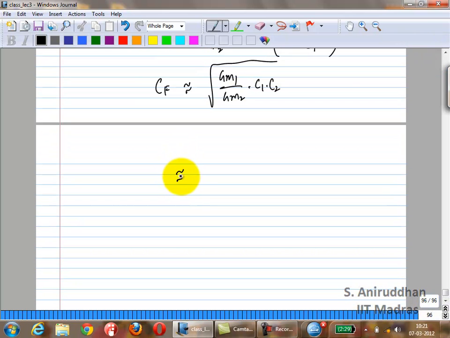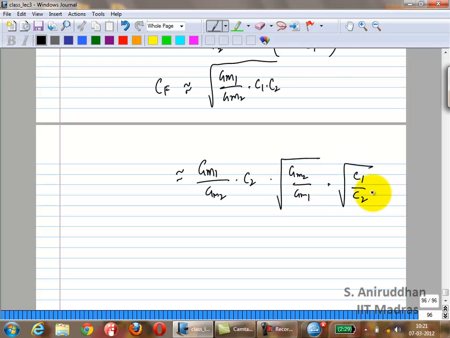So what is this? I'm going to write it as GM1 over GM2 times C2, times root of GM1. Rewrite it slightly differently. The reason we are going to write it like this, what is this? This is the value of CF if you are trying to send your 0 to infinity.